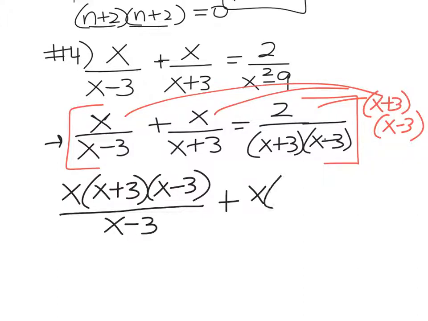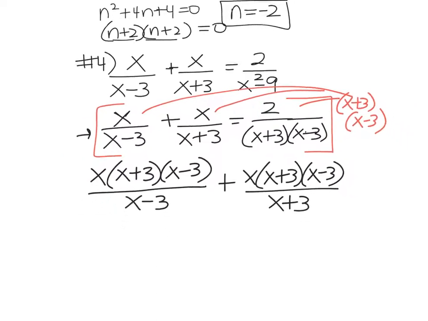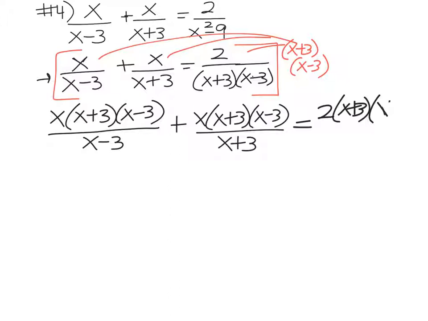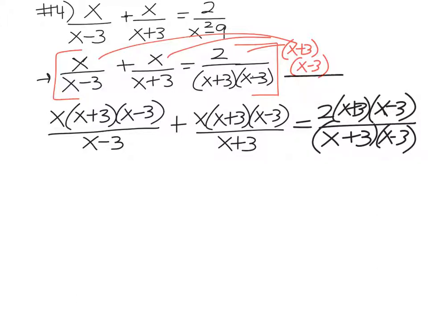It's x times (x plus 3) times (x minus 3) all over (x plus 3) equals. Finally, we have 2 times (x plus 3) times (x minus 3) all over... See, you notice how none of the denominators change. We're not multiplying any of the denominators by really anything. This is (x plus 3) times (x minus 3) all over 1, so you're multiplying all the numerators and none of the denominators. And now we get to reduce.